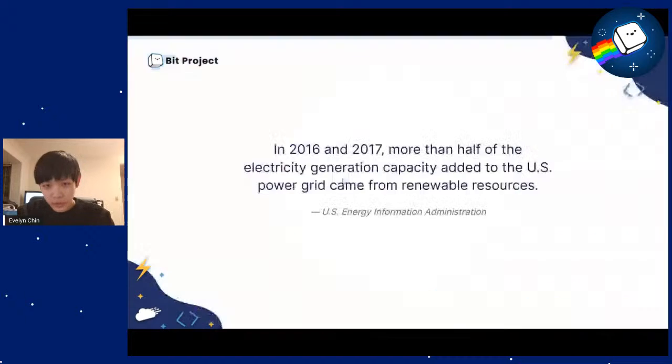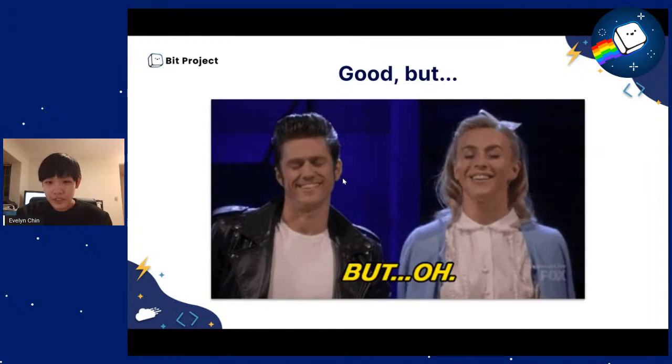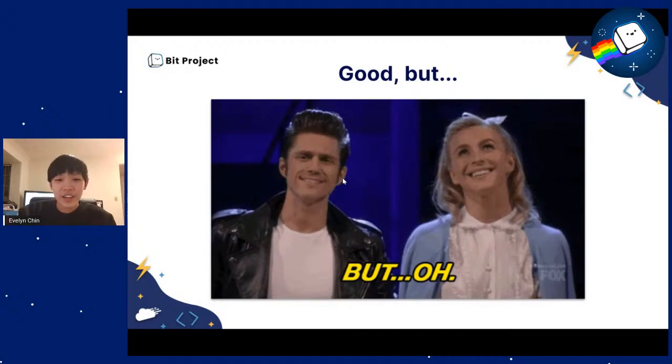So the problem, what's the problem? In 2016 and 2017, more than half of the electricity generation capacity added to the US power grid came from renewable resources. And that's a good thing, right? That's amazing. We're making strides in renewable energy. But, and there's always a but, right?